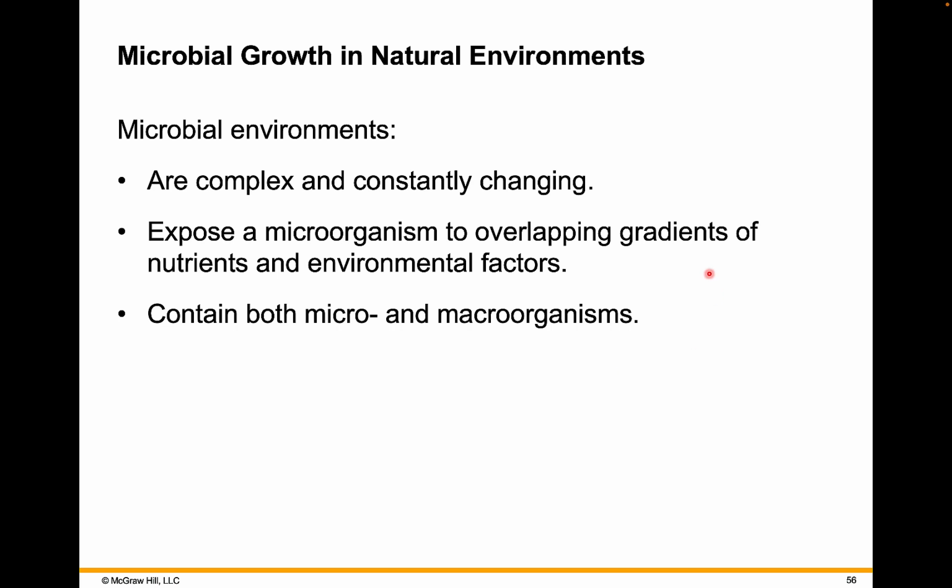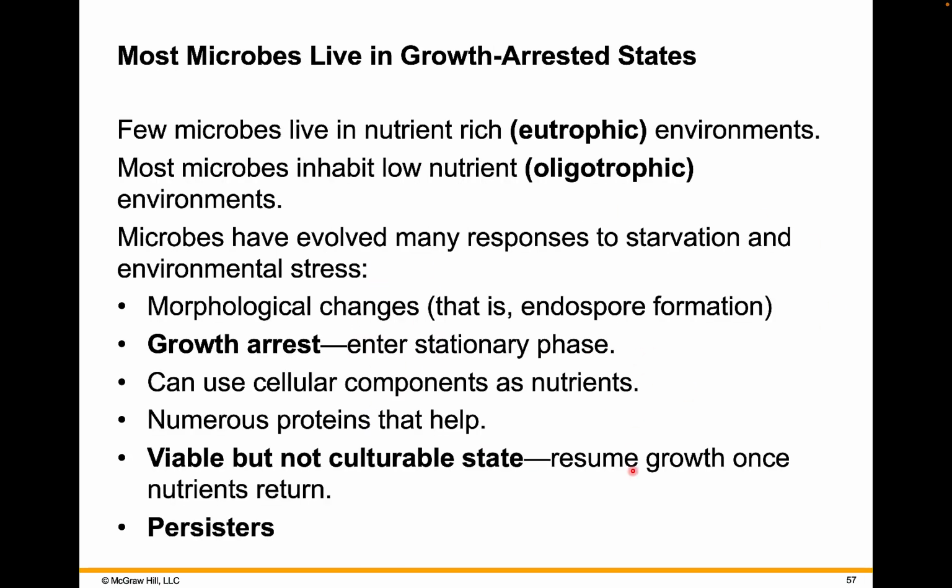Essentially, microbial growth is very complex and constantly changing, and exposes microorganisms to overlapping gradients of nutrients and environmental factors, and contains micro and macroorganisms. Here you can see that a few microbes live in a nutrient-rich eutrophic environment, which has an abundant amount of nutrients. Most of them live in oligotrophic environments where you have low nutrients. So the microbes have evolved many responses to starvation and environmental stress, because they are in an oligotrophic environment.